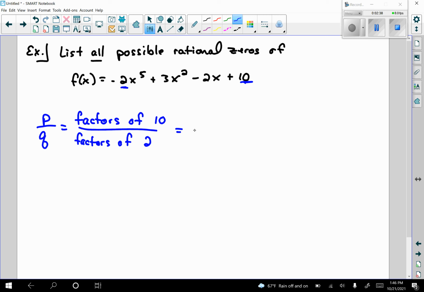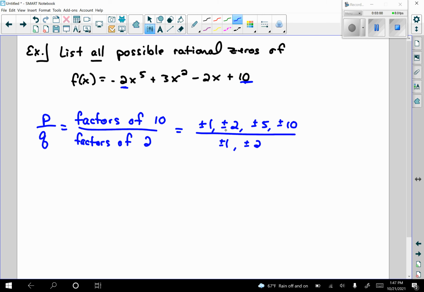So we could just put plus or minus. Factors of 10 are 1, so plus or minus 1. 2 goes into 10, so plus or minus 2. 5 goes into 10, so plus or minus 5. And then 10 goes into itself, so plus or minus 10. Factors of 2 are just going to be plus or minus 1, and then plus or minus 2.